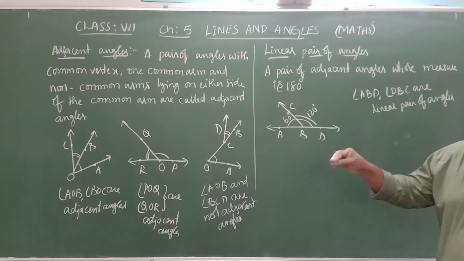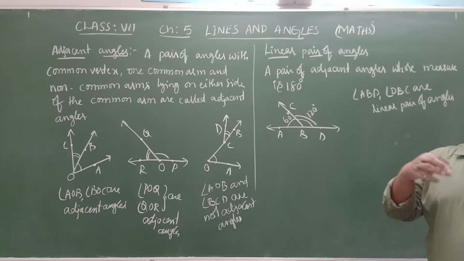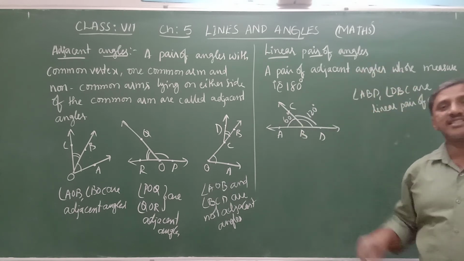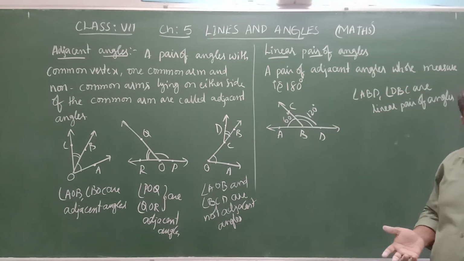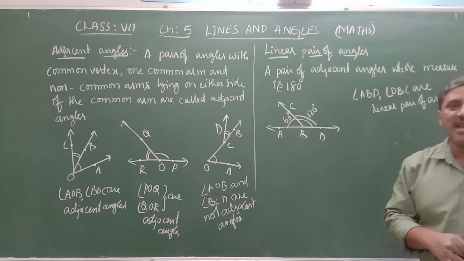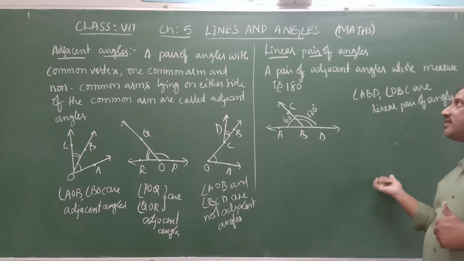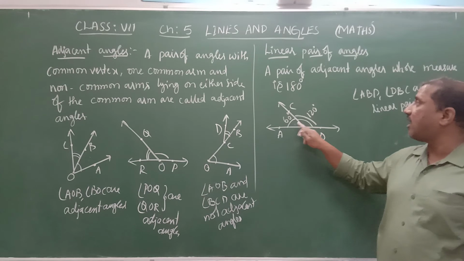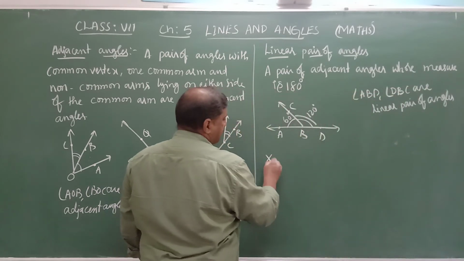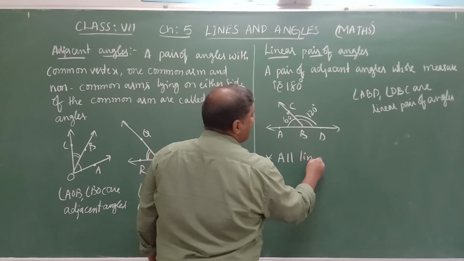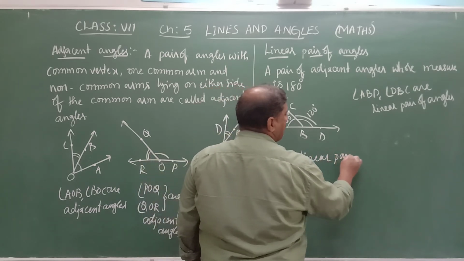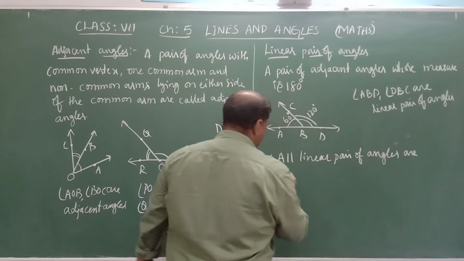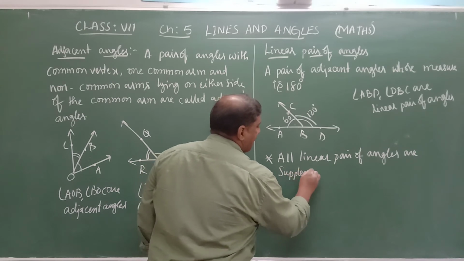Before, we studied supplementary angles, a pair of angles whose sum is 180 degrees. For a linear pair of angles also, the sum is 180 degrees. Now I have a question. Are all linear pairs of angles supplementary angles? Are all supplementary angles linear pairs of angles? We will discuss this. All linear pairs of angles are supplementary angles.